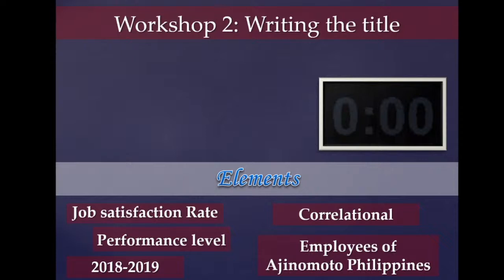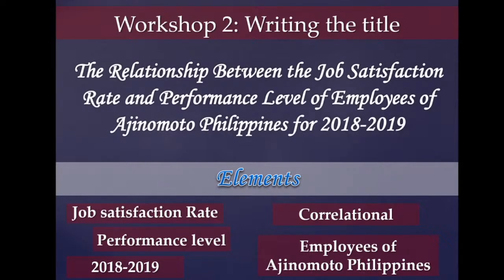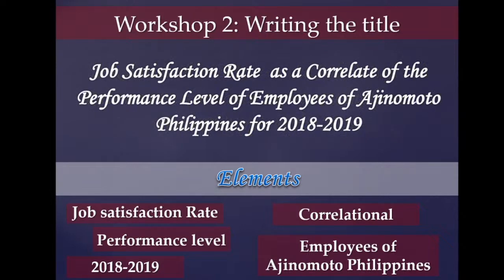All right, time's up. Let's see if we have the same answer here. All right, so let me show you the answer. The relationship between job satisfaction rate and performance level of employees of Ajinomoto Philippines for 2018-2019. All right, so did we have the same answers? Okay. All right, so based on the prototypes a while ago, you can also write the title in this way. Job satisfaction rate as a correlate of the performance level of employees of Ajinomoto Philippines for 2018-2019.